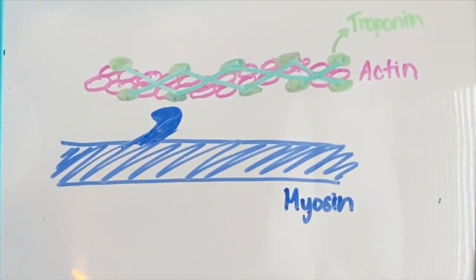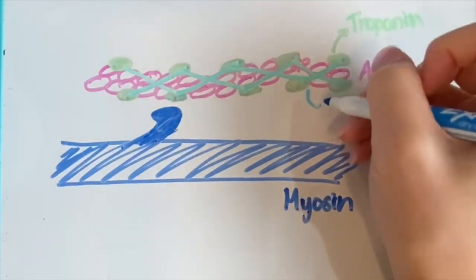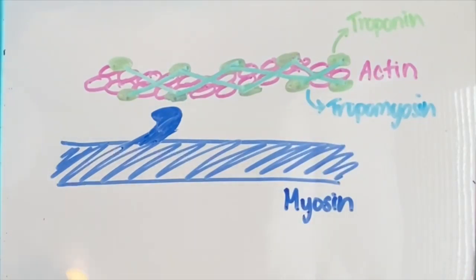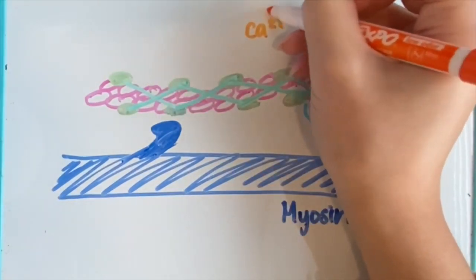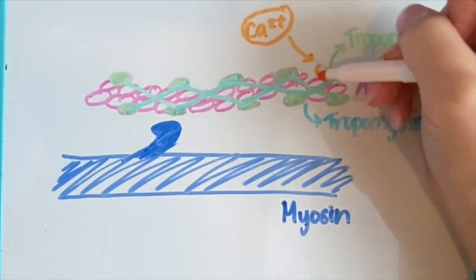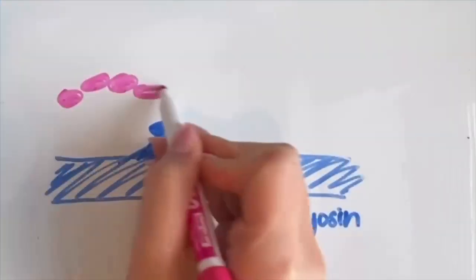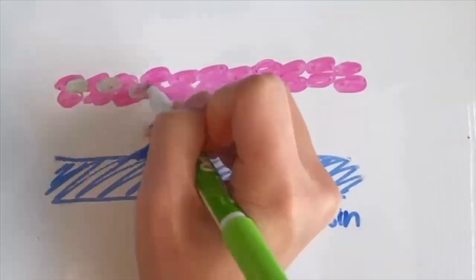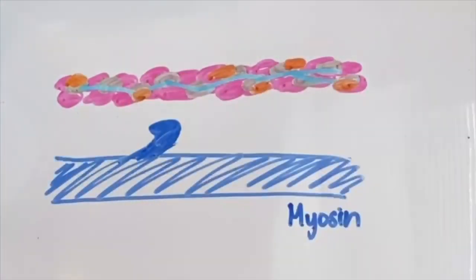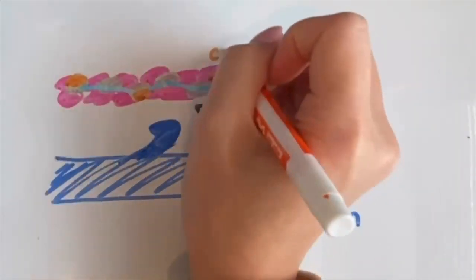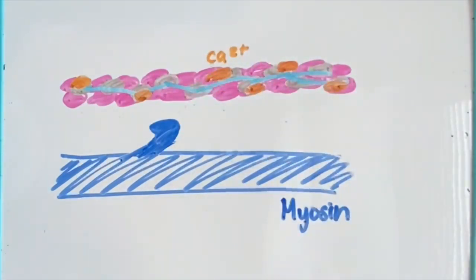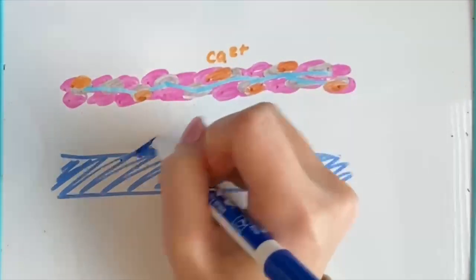Troponin and tropomyosin function to block off the binding sites for myosin on the actin filament, forming a troponin-tropomyosin complex. For the myosin filament to be able to bind to the actin filament, a calcium ion must be bound to the troponin. When a calcium ion binds to troponin, troponin changes shape. The change in troponin shape causes the troponin-tropomyosin complex to move, exposing the myosin binding site on the actin filament. This allows myosin heads to be able to bind to the active binding sites on the actin filament.